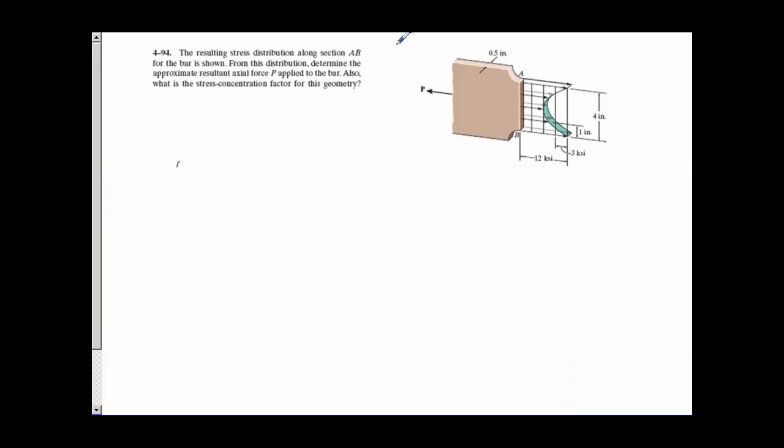Okay, this is 4-94. This is an interesting problem. In the textbook, it defines P as the integral of your yield stress times dA. Now the solution manual is kind of strange about this. It doesn't do a very good job explaining this.